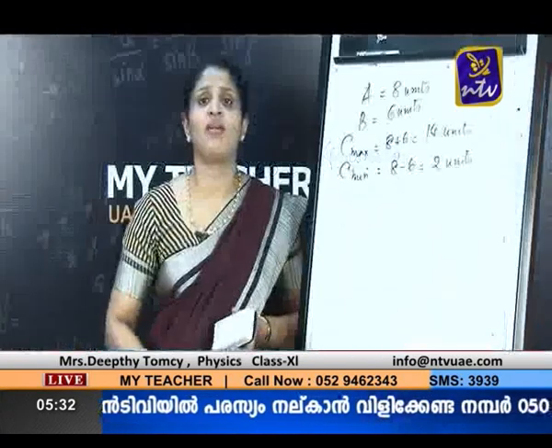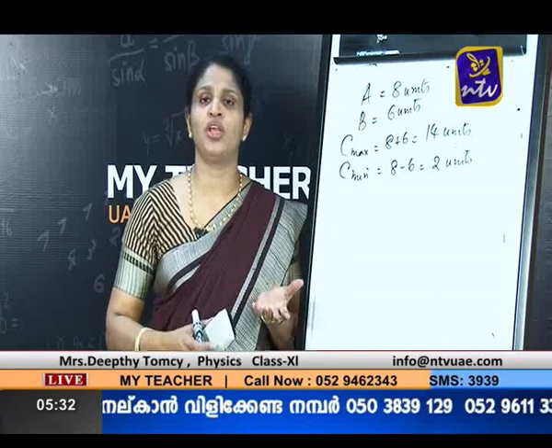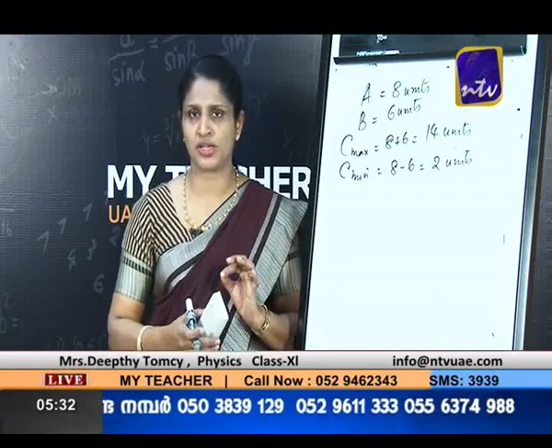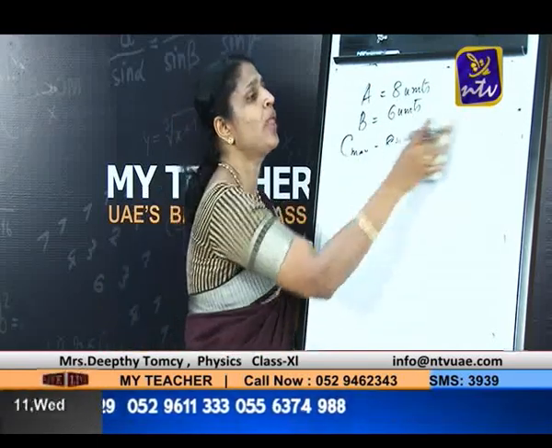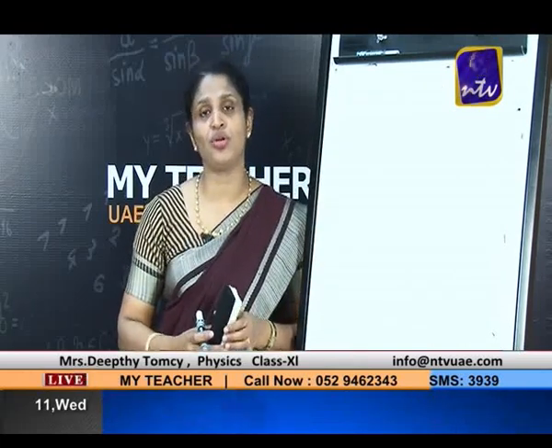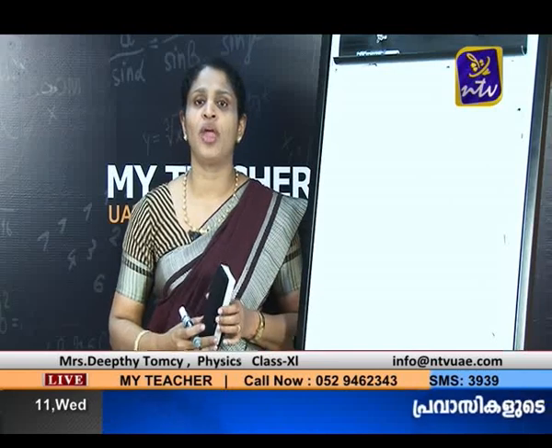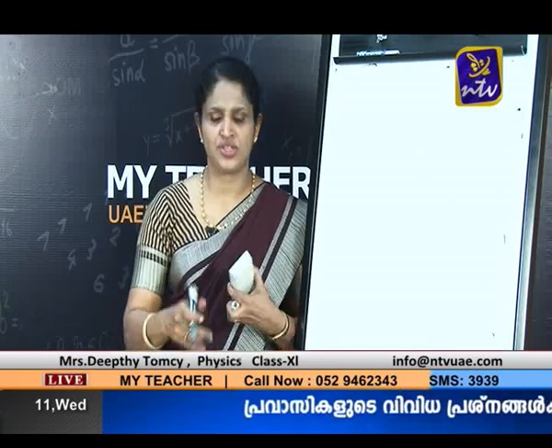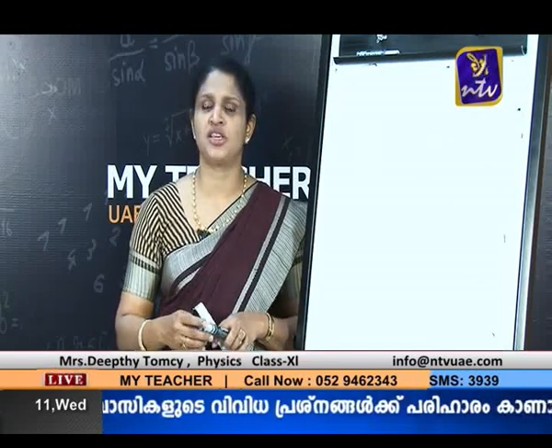They can never have a resultant more than 14 and less than 2 units. Is that clear? So thus we can make use of the parallelogram law of vectors in order to find out the resultant of any two vectors which are making an angle theta.